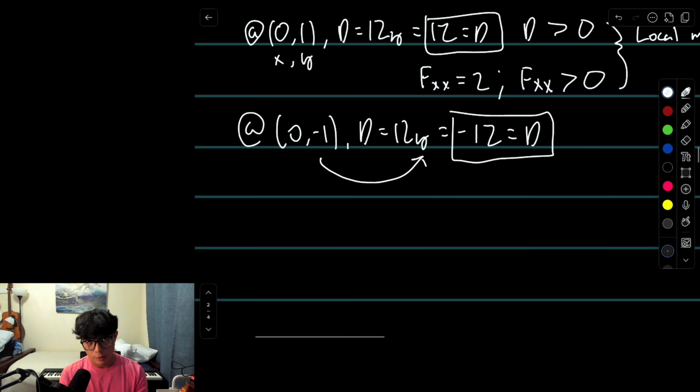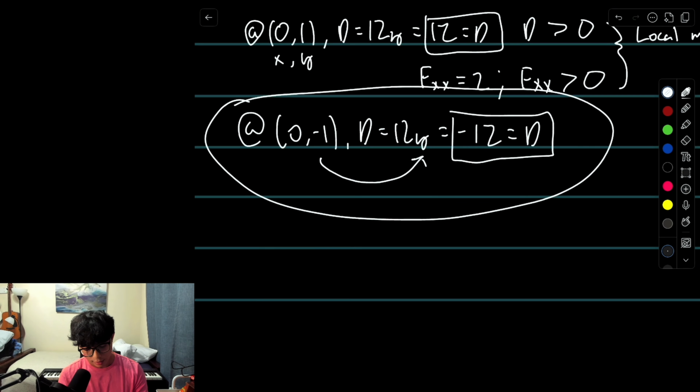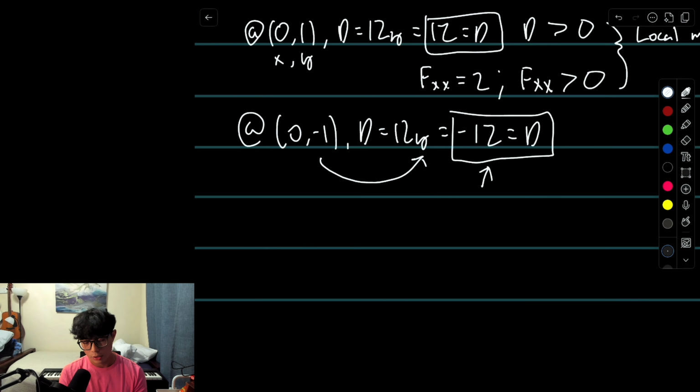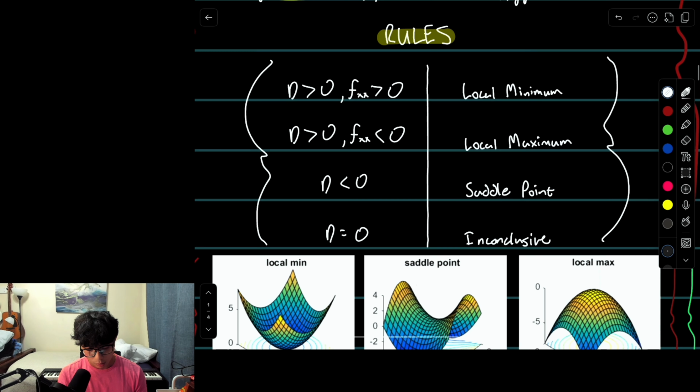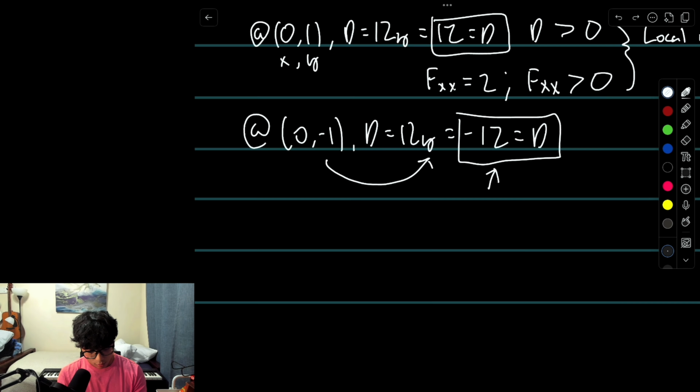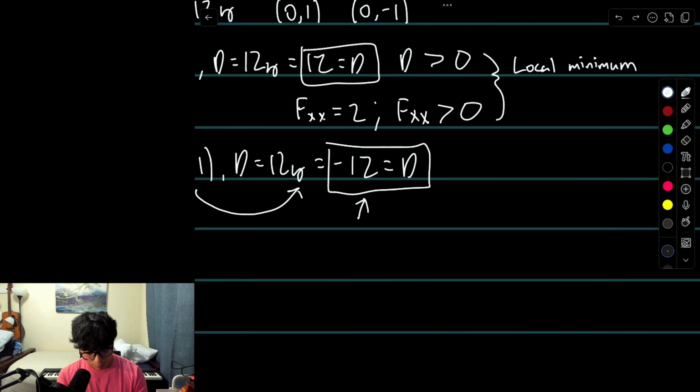Now over here, we don't even have to look at our double derivative of x because, look over here, our discriminant is a negative number. And going back to our rules over here, if our discriminant is less than 0, this gives us a saddle point. So this eventually rules out to be our saddle point.